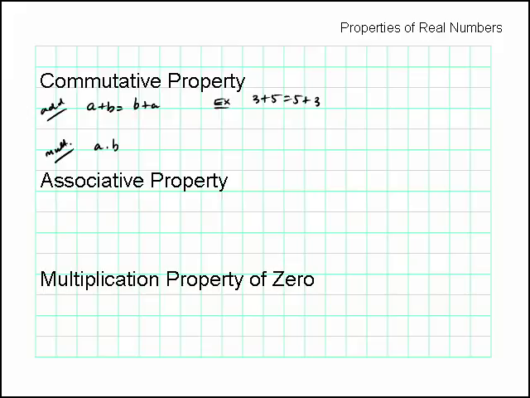Multiplication works the same way. A times B is the same as B times A. An example of that would be 3 times 5 is the same as 5 times 3. It doesn't matter which way you multiply, you're going to get the same result.